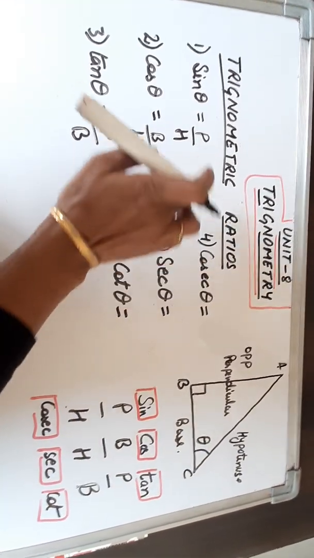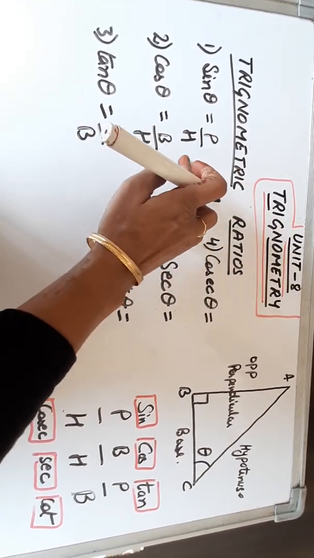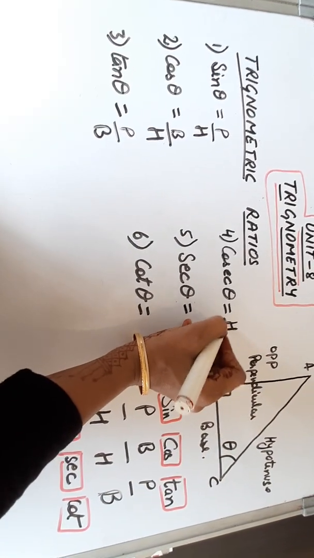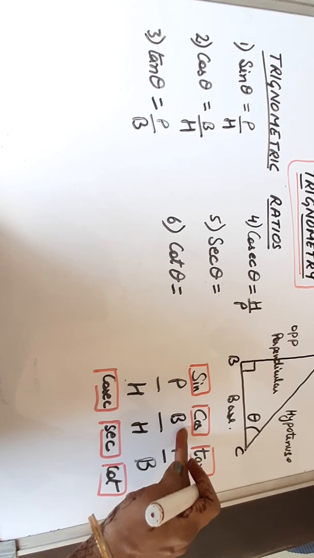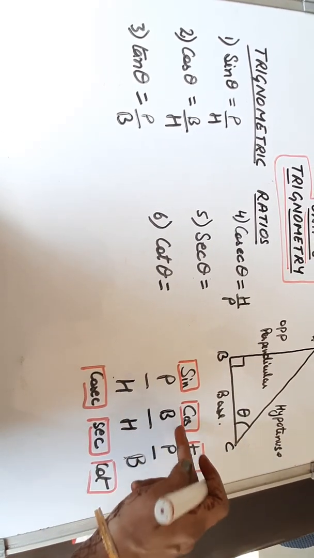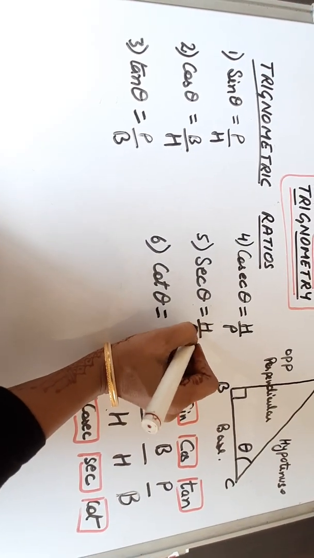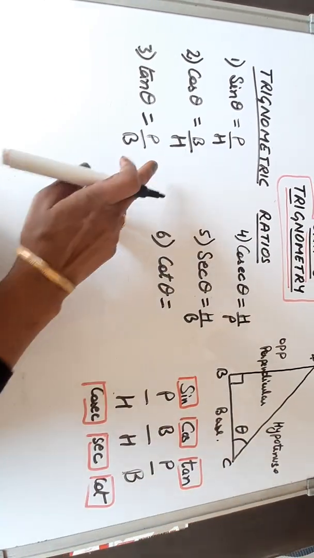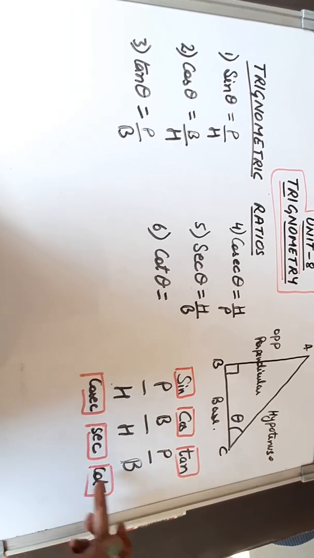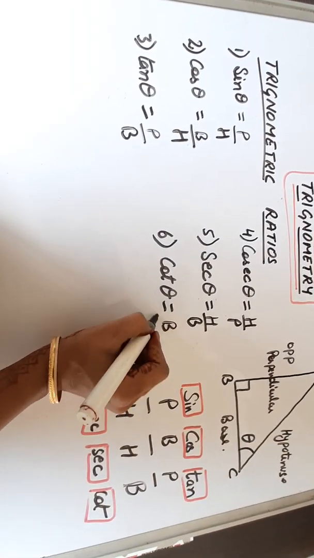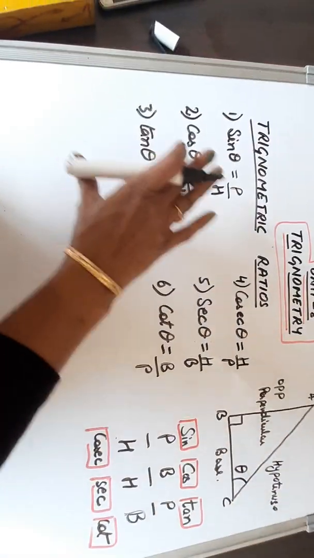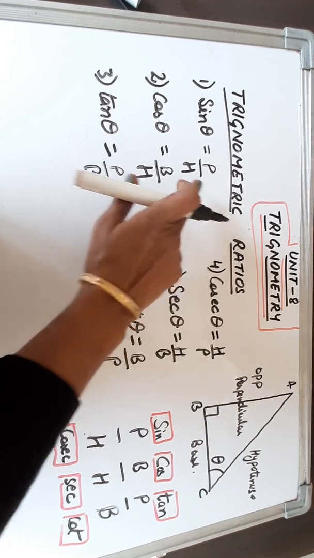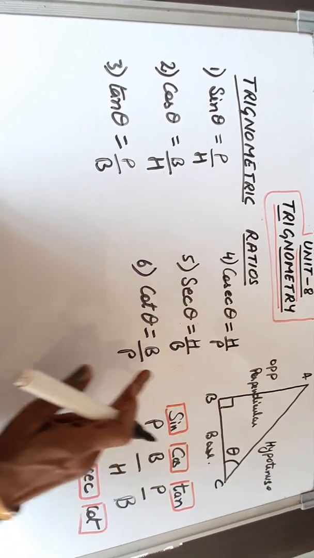Then cosecant theta is the reciprocal of this. If sine is p by h, then cosecant will be h by p. You can also see it from here, put the reciprocal. Cos theta is b by h, so secant theta is h by b, the reciprocal of cos. Tan theta is p by b, so cot theta will be b by p, base by perpendicular. In this way you will get the 6 trigonometric ratios with their formulas.